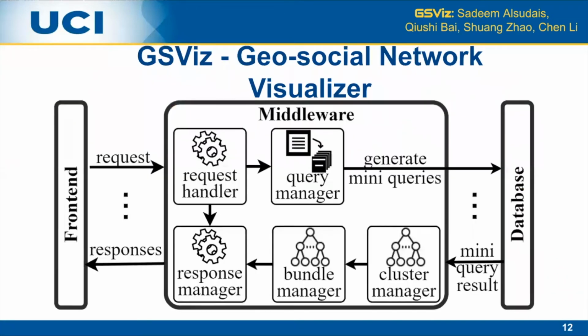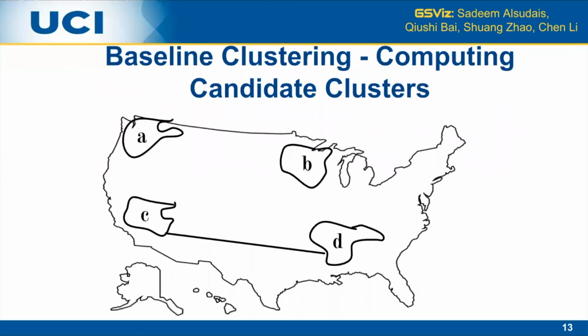To address the challenges of progressively visualizing a network while reducing clutter, we developed GSViz, which stands for Geosocial Network Visualizer. It's a middleware solution that manages the entire lifecycle of answering a visualization query request. In this presentation, I will focus on discussing two main modules, namely vertex clustering and edge bundling.